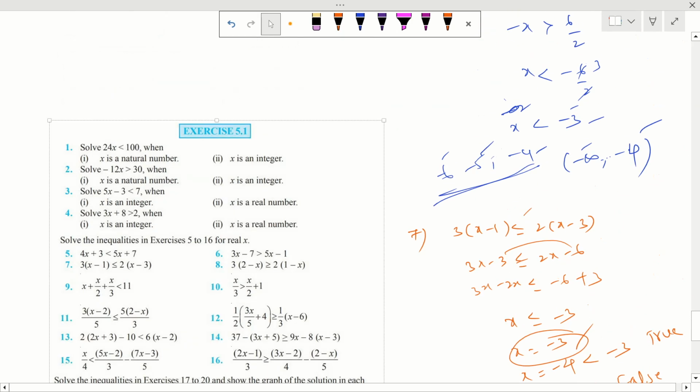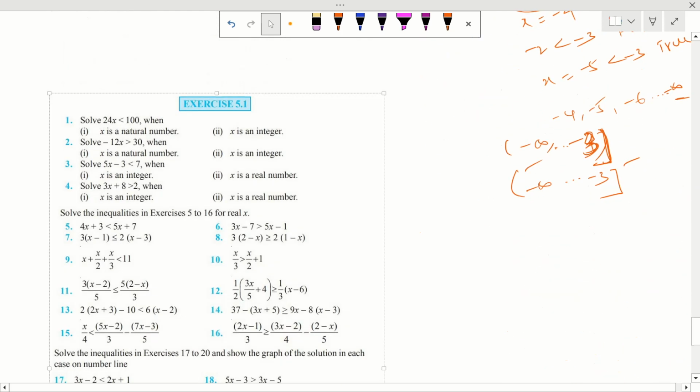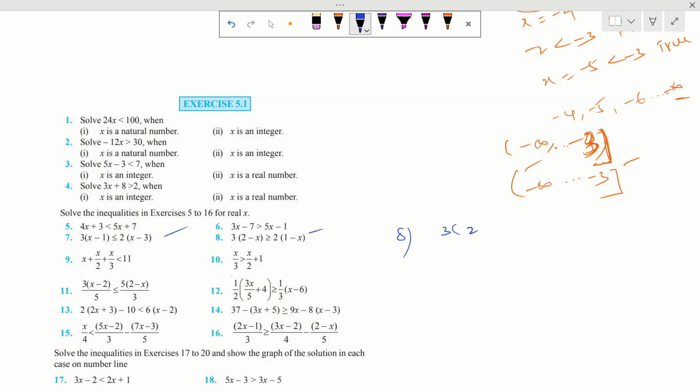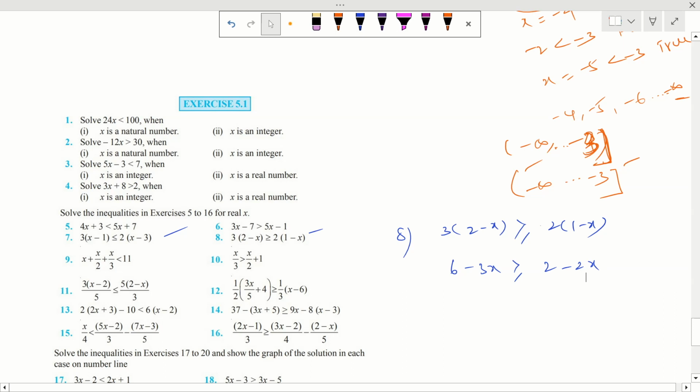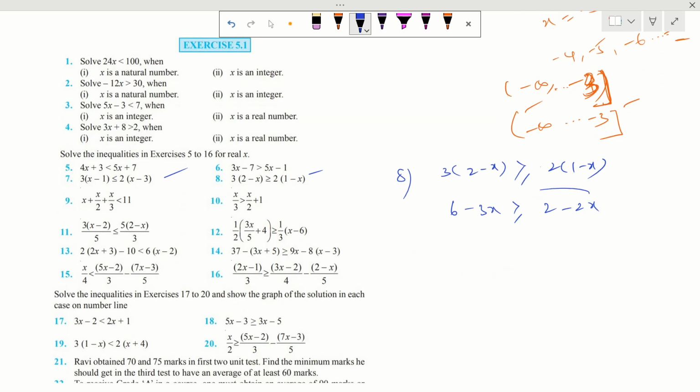Okay, now we come to the eighth one. The eighth one is given, similar to the same problem. Here 3 into 2 minus x greater than or equal to 2 into 1 minus x is given. So 3 twos are 6, 3 into x is minus 3x, greater than or equal to 2 ones are 2 minus 2x. Taking the x term to one side, this 2 I am taking to this side, then it is plus 2x minus 3x greater than or equal to 2 minus 6.